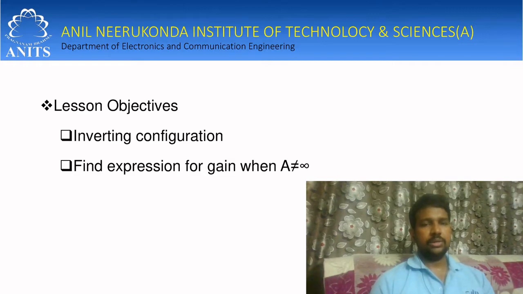What is the virtual short concept? For a finite output voltage, V plus is equal to V minus. V plus is the voltage tied to the plus terminal of the op amp. V minus is the voltage tied to the minus terminal of the op amp. So V plus is equal to V minus is what is said to be the virtual short concept. When one of the input terminals is grounded, then the resultant is called the virtual ground concept. We have learned all these concepts in the earlier classes.